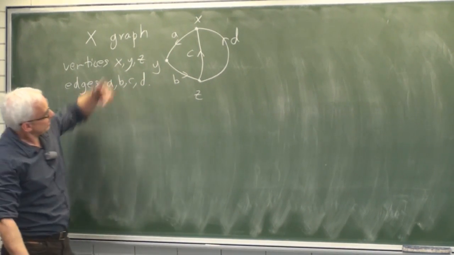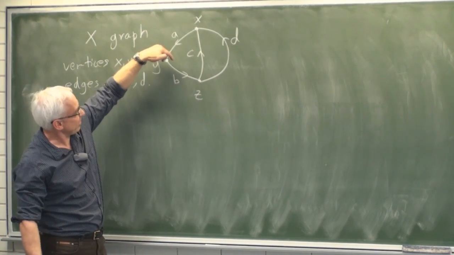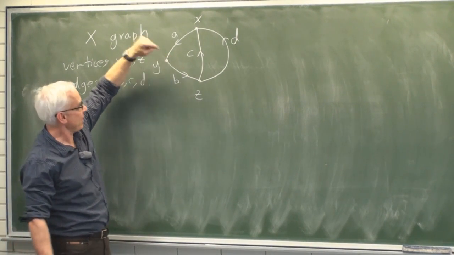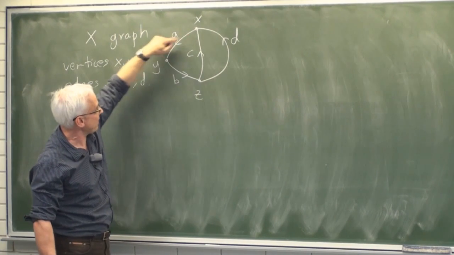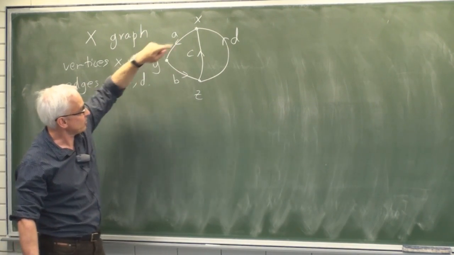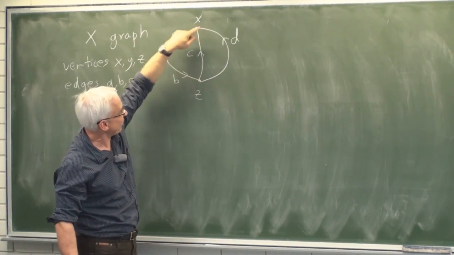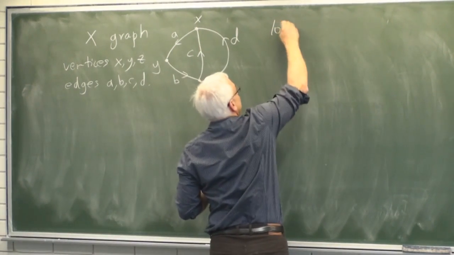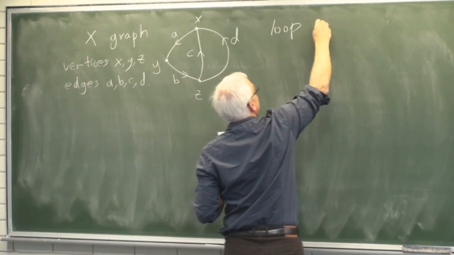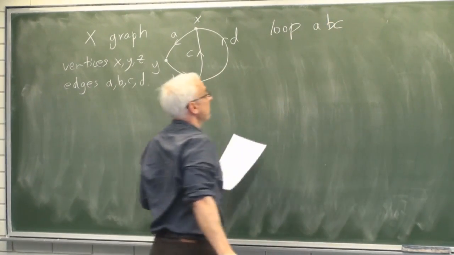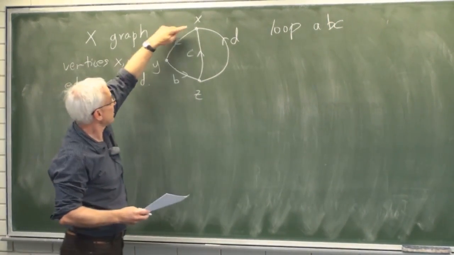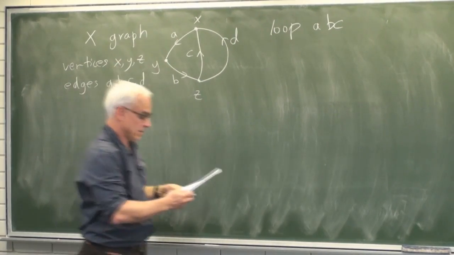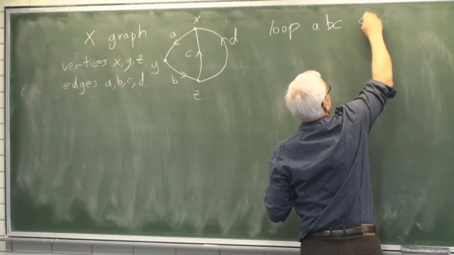All right, so in some sense, we can see that this graph has some kind of holes in it. It's got a hole sort of represented by this loop here. We can stick our finger through it. There's also another kind of hole represented by this loop here. So the loop, let's have a look at some loops here. The loop A, B, C starts at X and ends at X.